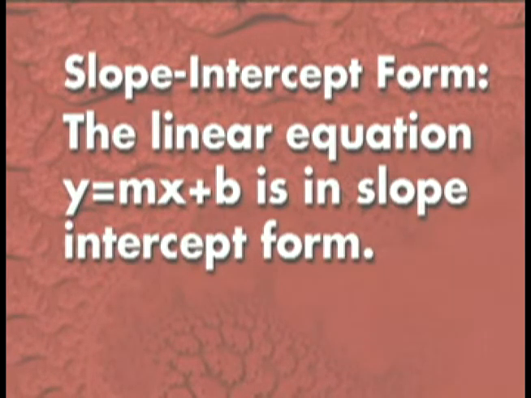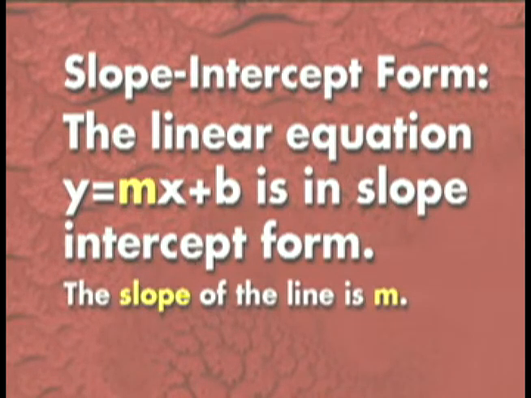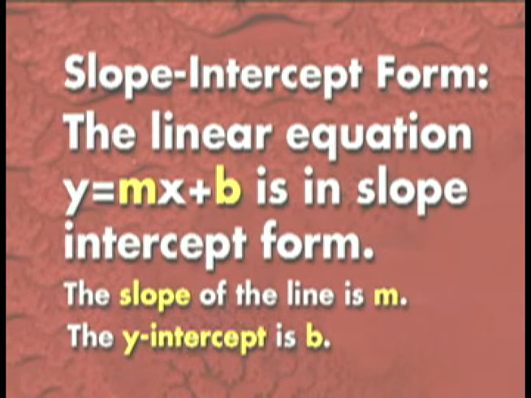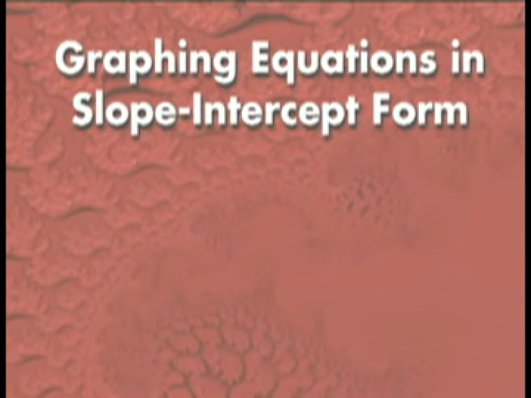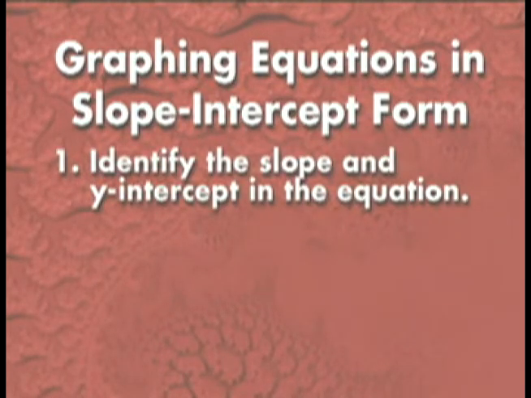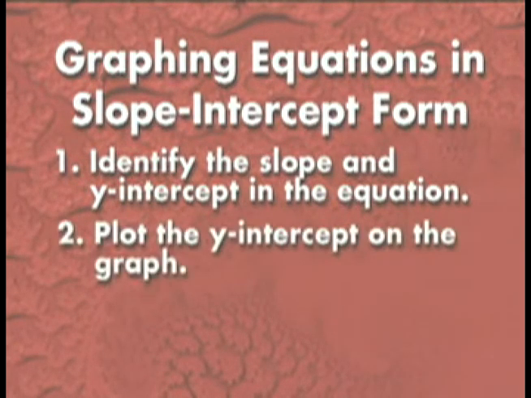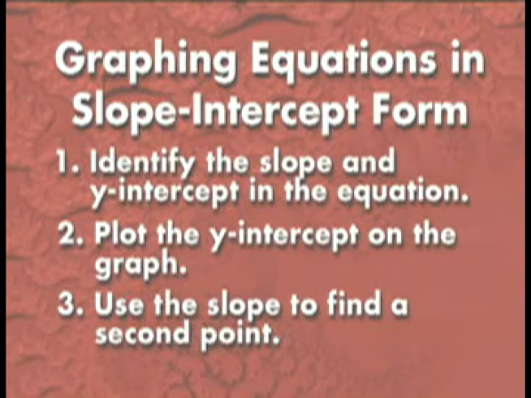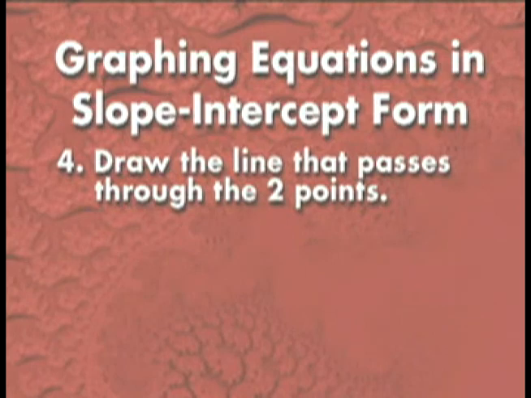Slope-intercept form. The linear equation y = mx + b is in slope-intercept form. The slope of the line is m, and the y-intercept is b. To quickly graph equations in slope-intercept form, there are 4 steps. First, identify the slope and y-intercept in the equation. Then, plot the y-intercept on the graph. Third, use the slope to find a second point. And finally, draw the line that passes through the 2 points.